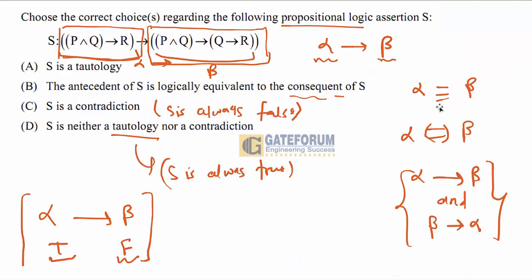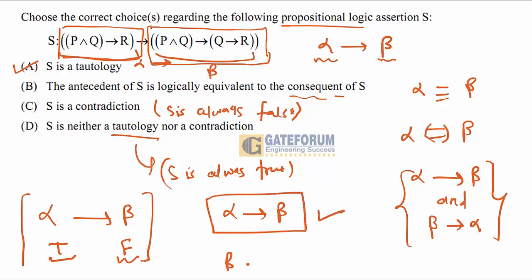Right? So let's check the options. S is a tautology. Yes, option A is correct. But option B is saying that the antecedent of S is logically equivalent to the consequent of S. So I have checked that alpha imply beta is happening. Basically, this is true. But I also need to check whether beta imply alpha is also there, right? Then only I can comment about B. So if I am able to check that this is also a tautology, then I will say B is also true. Otherwise, I will say that B is not true, right?